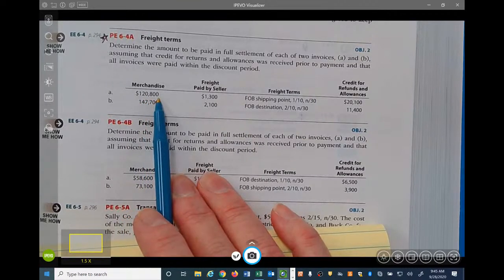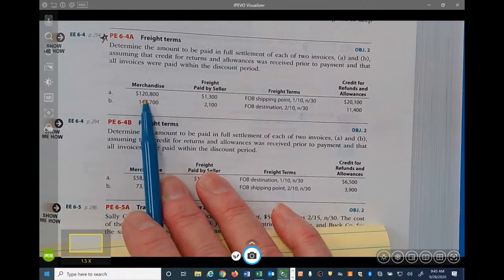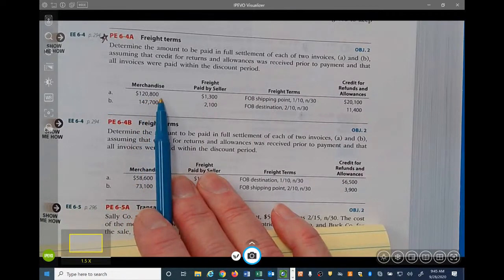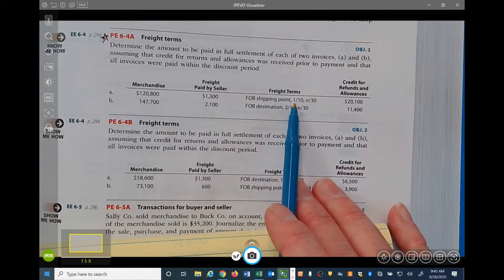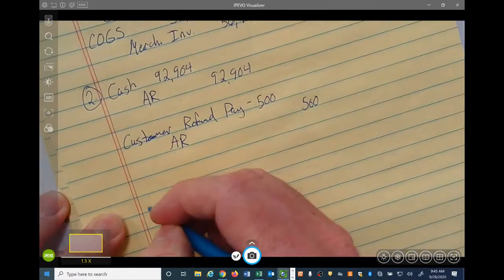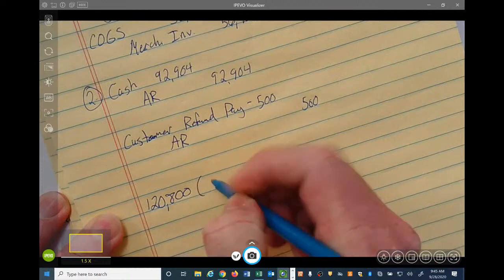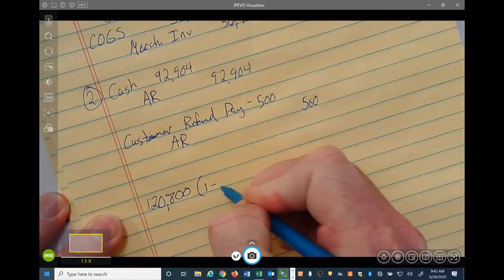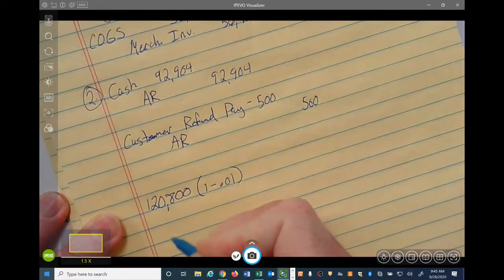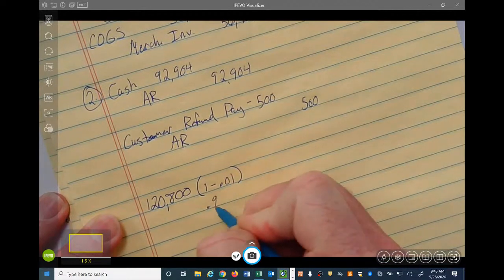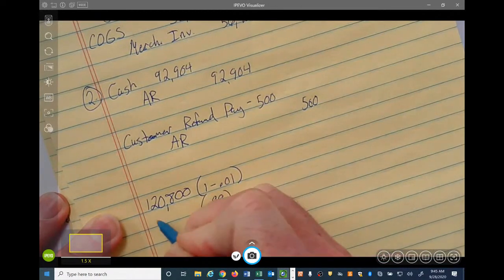So $120,800. Okay, the quickest way to take out the discount to get the net value is going to be $120,800 times 0.99. Okay, is everyone seeing that? Because it's a 1% discount. So the math behind it, just to show you the math, 120,800 times 1 minus 0.01, which is going to be 0.99. All right.